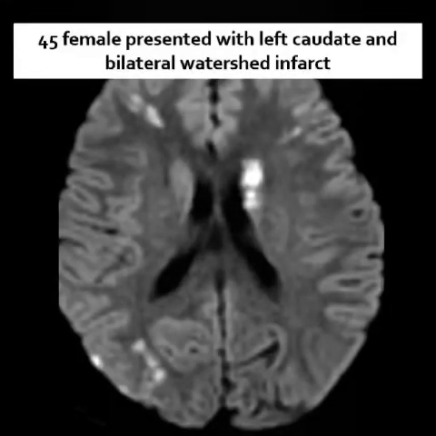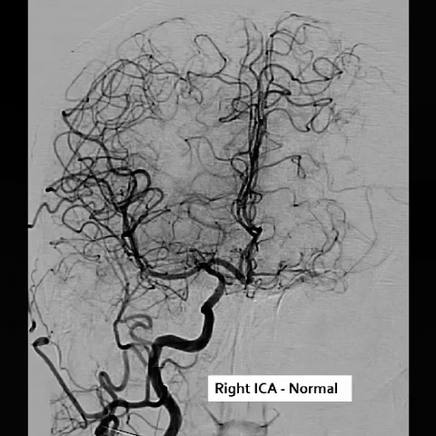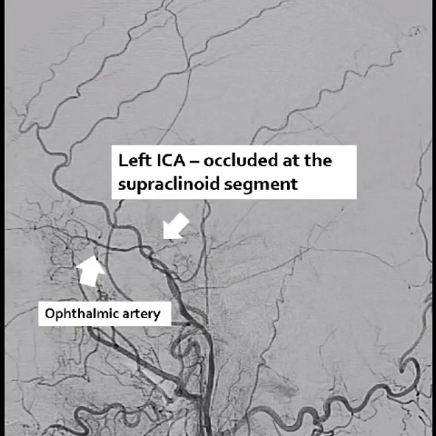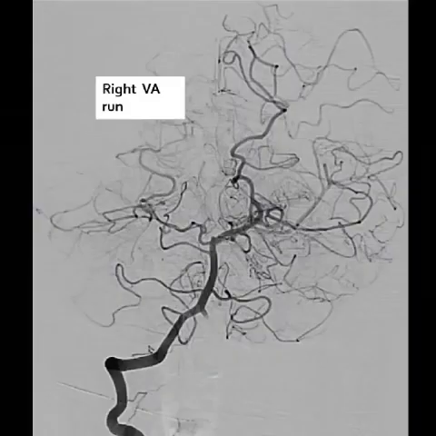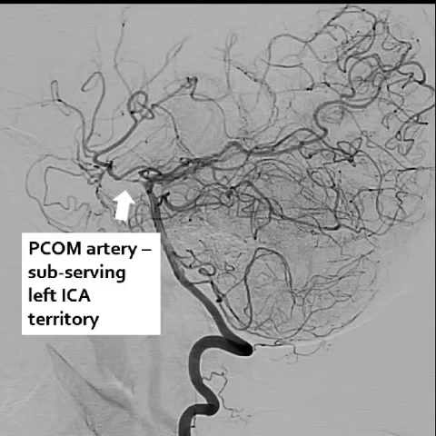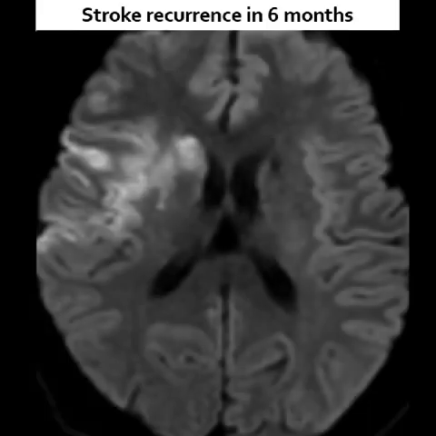This is a 45-year-old female who presented with bilateral infarcts. The right internal carotid artery injection was normal. The left ICA continued as the ophthalmic artery. There was a PCOM that was subserving the left internal carotid artery, but it was poor, and there were leptomeningeal collaterals to the left ICA territory.